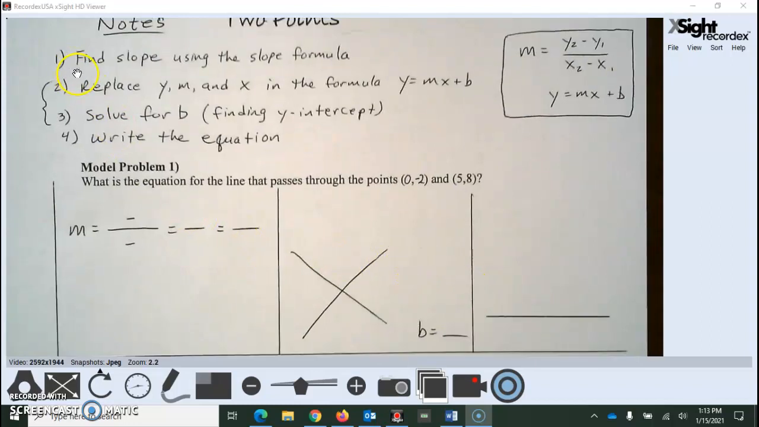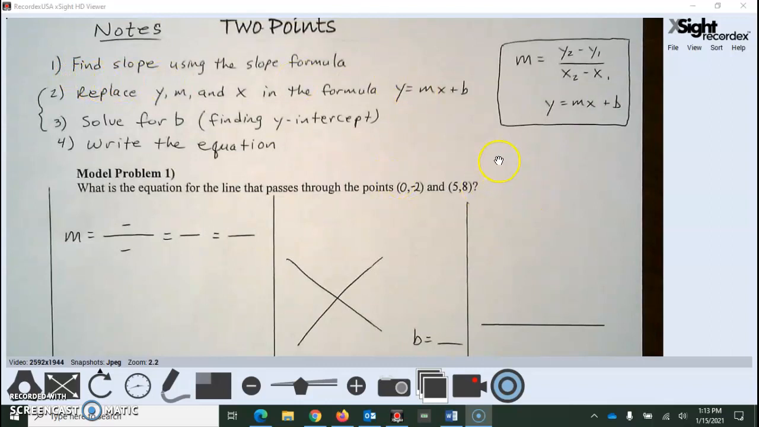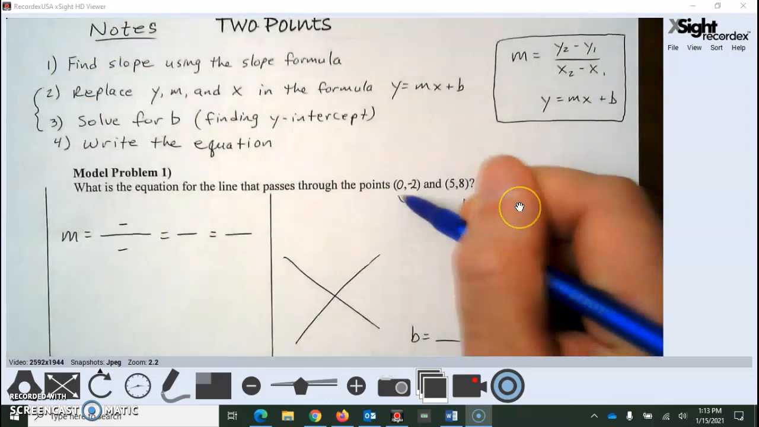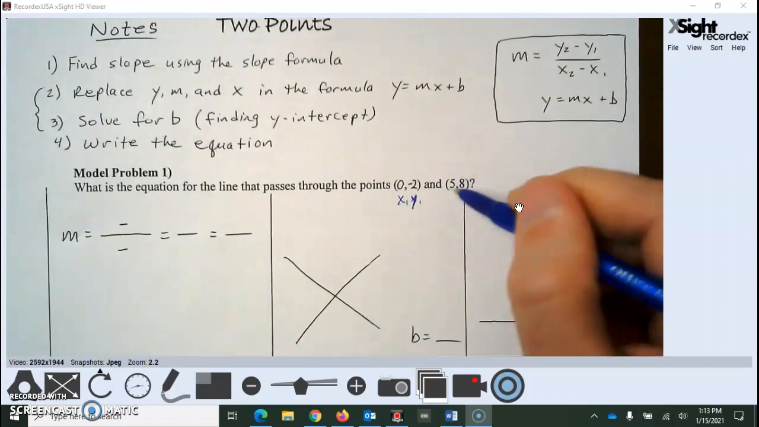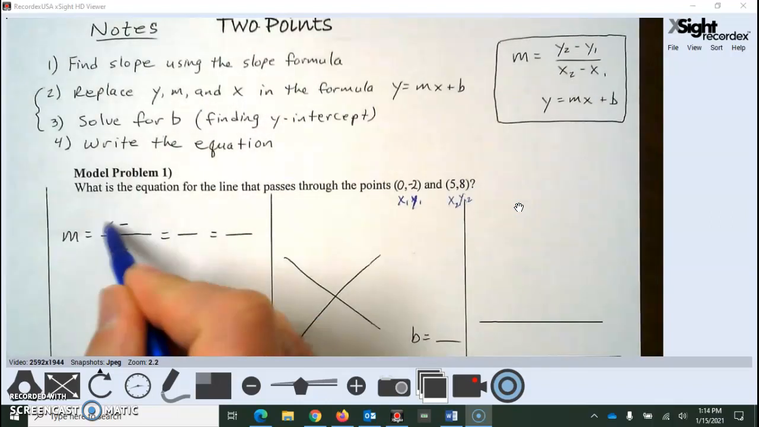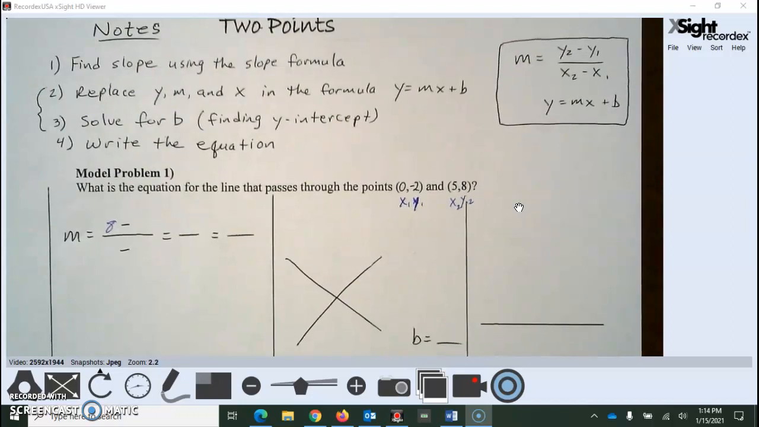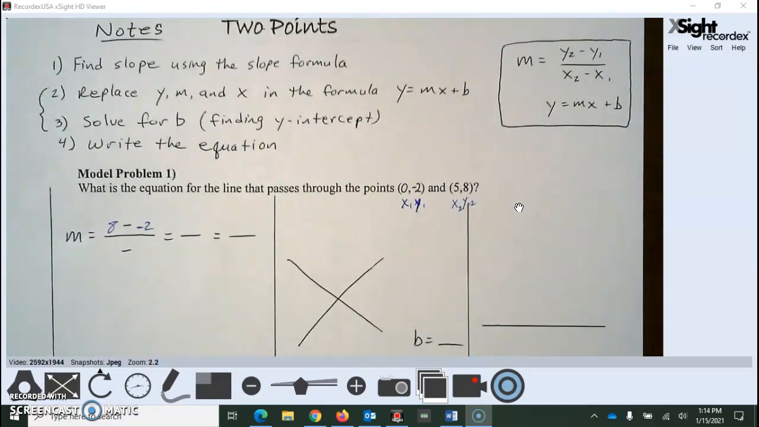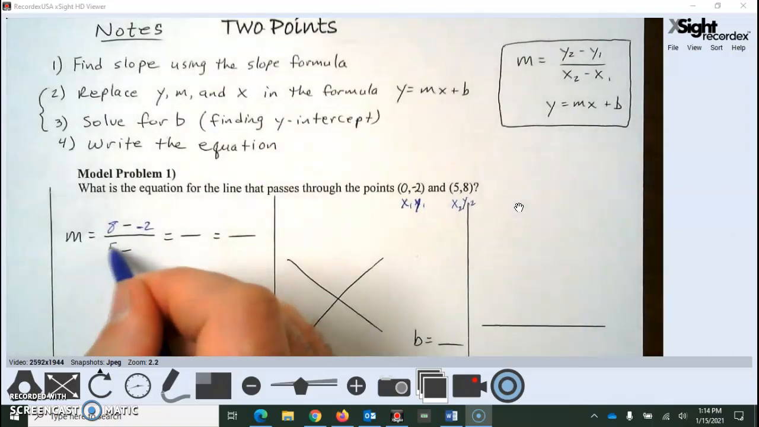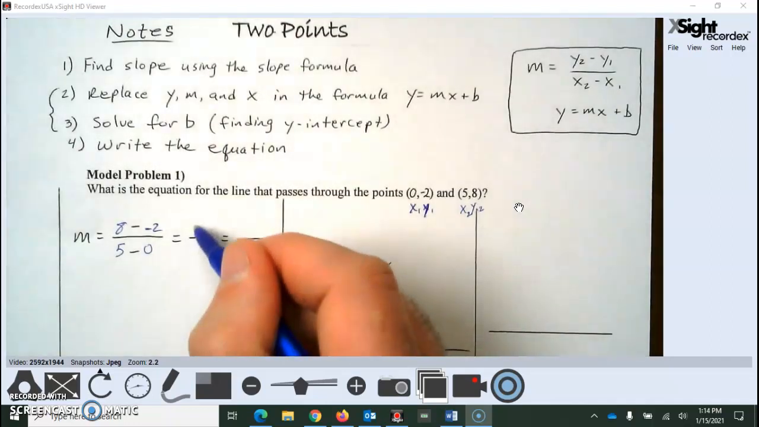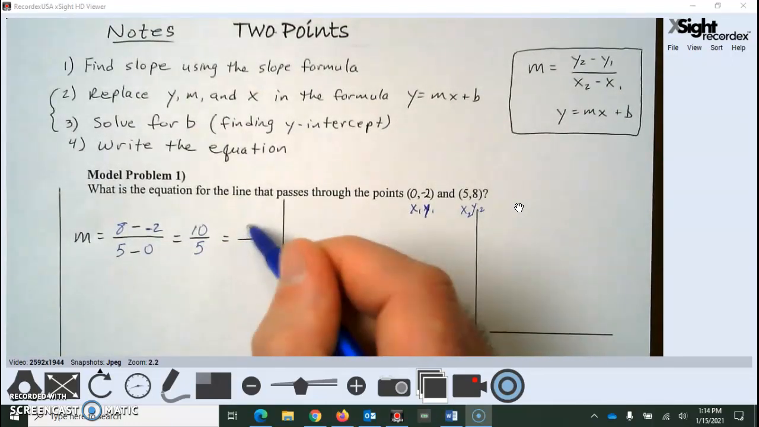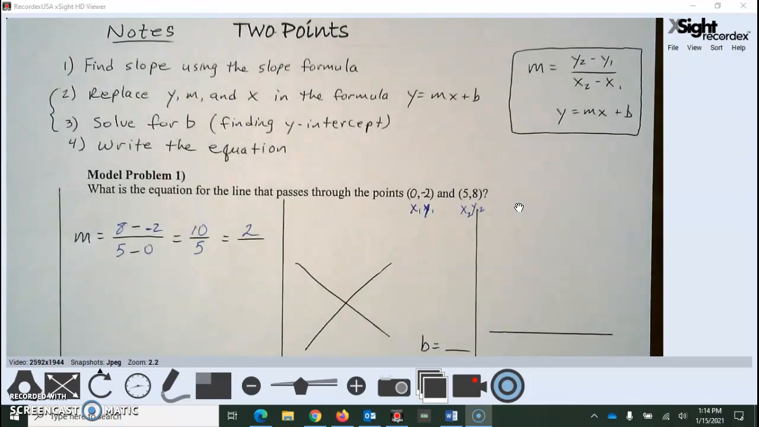So I wrote out the steps. Number one, find the slope using the slope formula. So we're going to review that. And if you remember, it was x1, y1. The x and y is the first point, and the x and y is the second point. So I'll just set that up. The 8 goes here. The -2 goes there. 5 and 0 are in the denominator. So the numerator is 10. Denominator is 5, and it divides to give me 2. And I have just now found the slope.